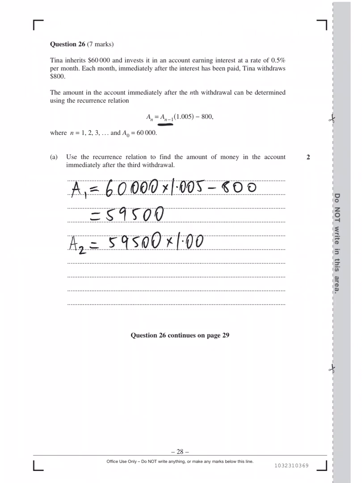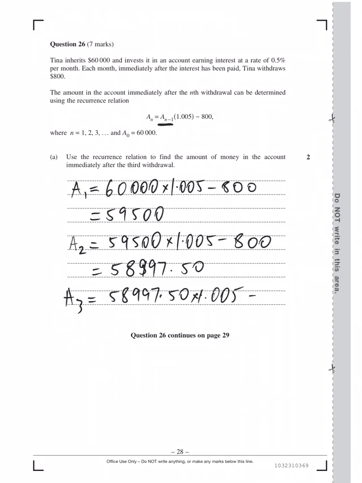Now A2, repeating this pattern, is going to be the new amount that was in there in the previous month, gain the interest, take away 800, which is $58,997.50. Let's do the same thing again. A3 is going to be that amount, 58,997.50. Sorry, it gains its interest first, so it goes up by 1.005 or 0.5%, and then loses its 800, which gives me after the third month 58,492.49. That's the nearest answer, $58,492.